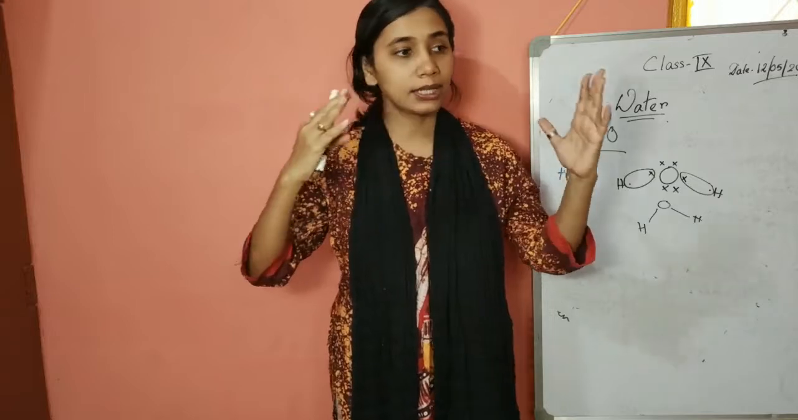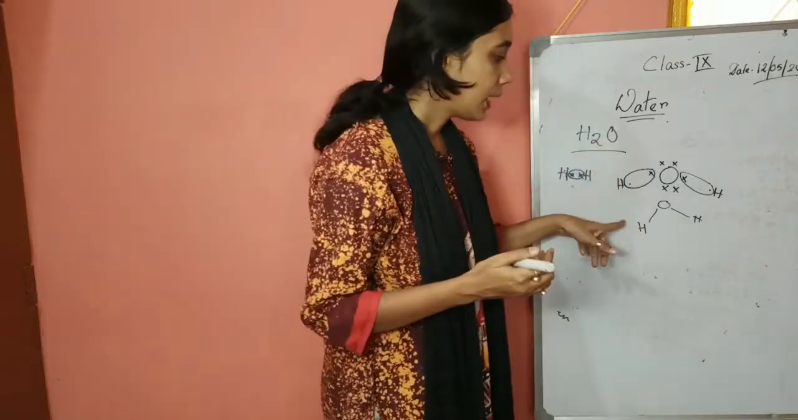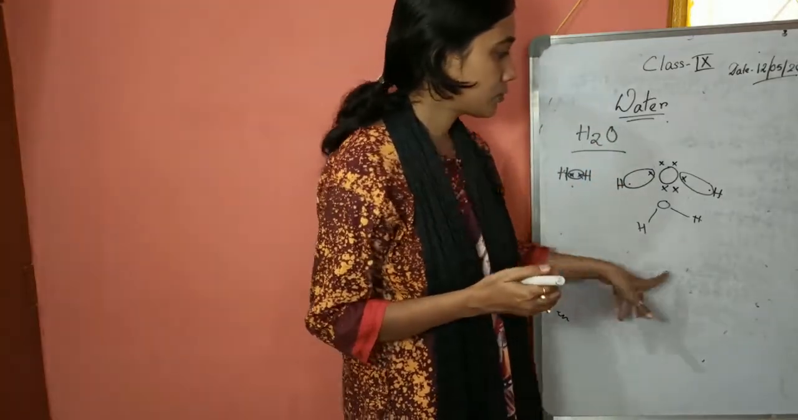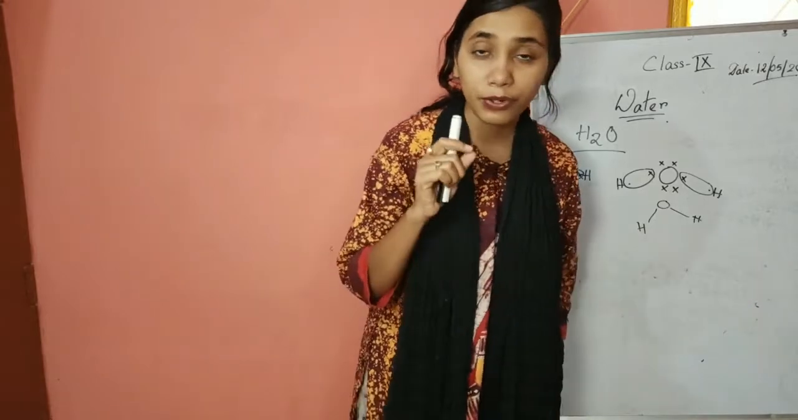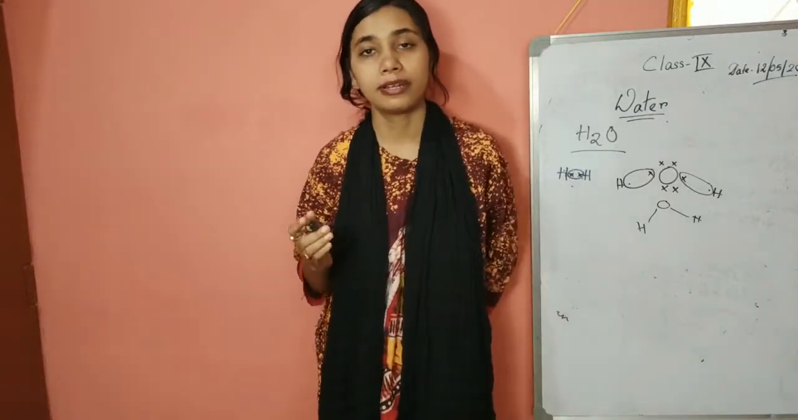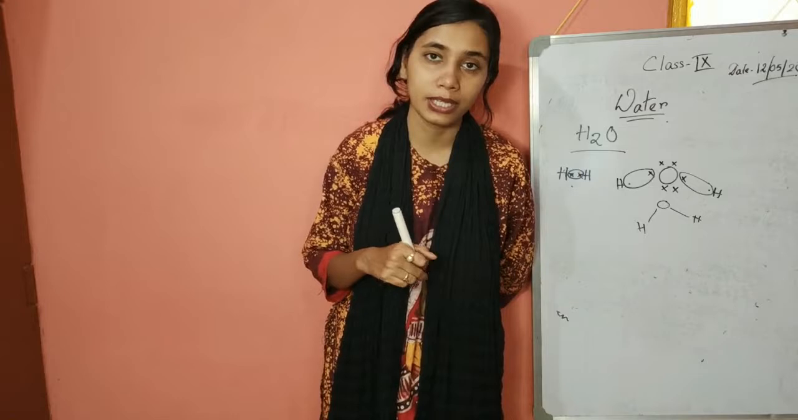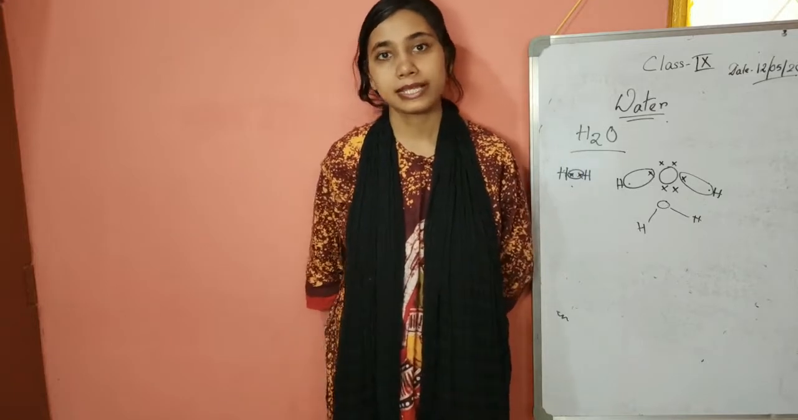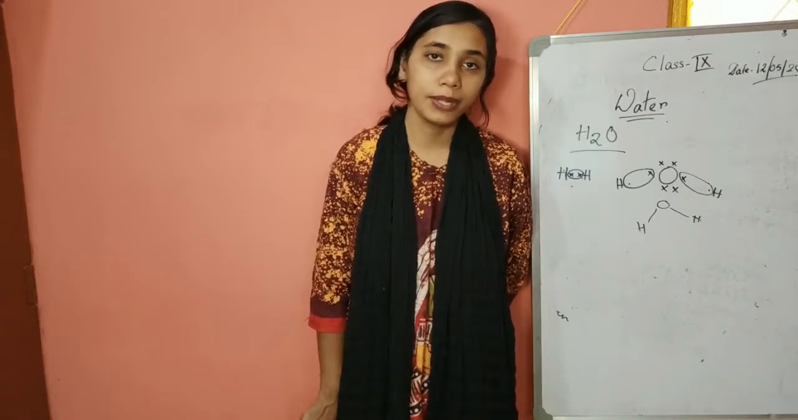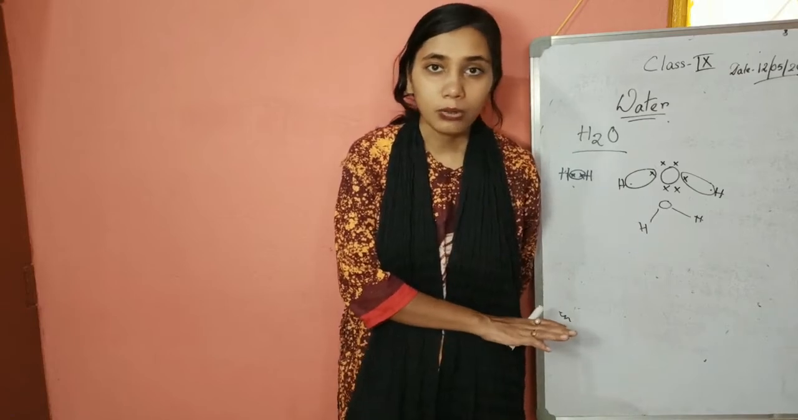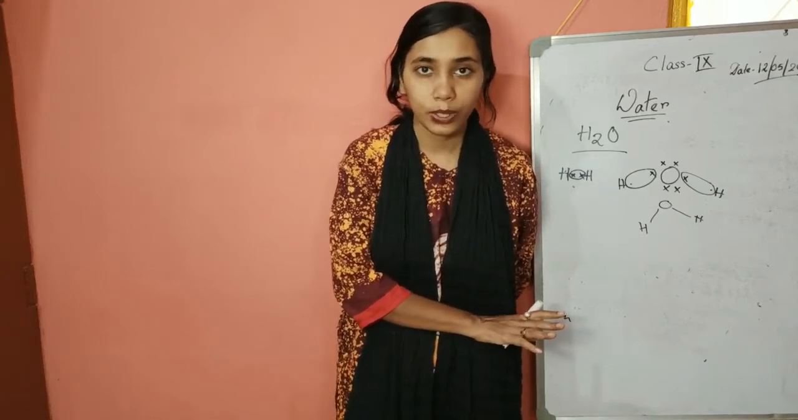So in a sample of water like this, many water molecules are joined with each other with a very weak bond. That bond is called a hydrogen bond. We will read about the hydrogen bond not now, later on, maybe in class 10. So for now, I hope you have understood it's the covalent bond.